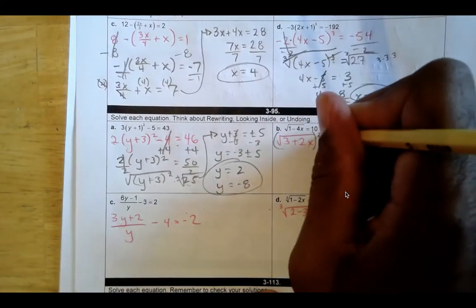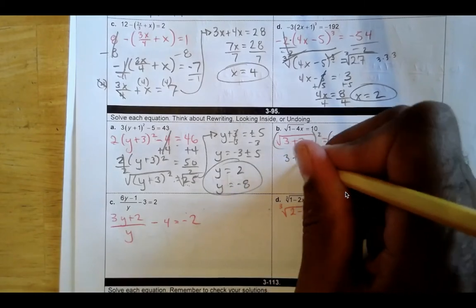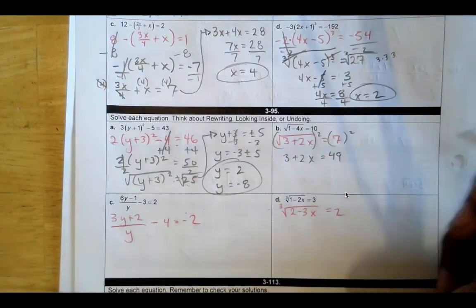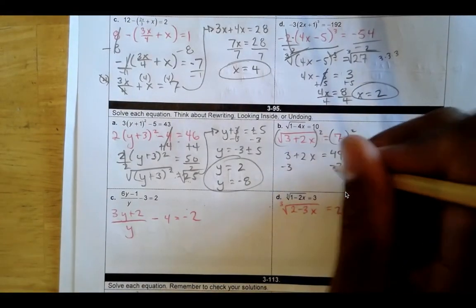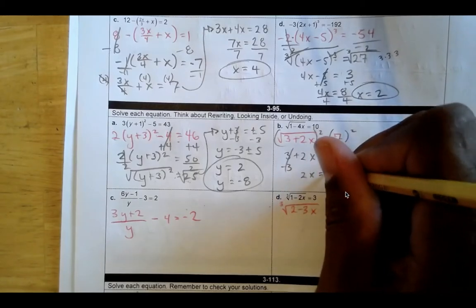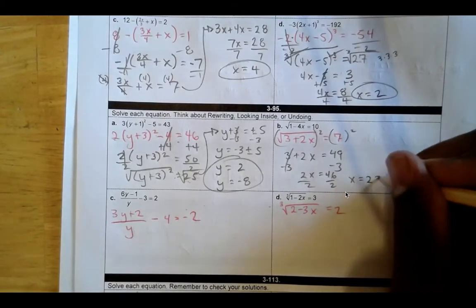Okay, so now here we have a square root. So we square it. This goes away. 7 squared is 49 because it's 7 times 7. And then it's a simple equation. Subtract 3 from both sides. And then we get 46 here, divide by 2, x equals 23.